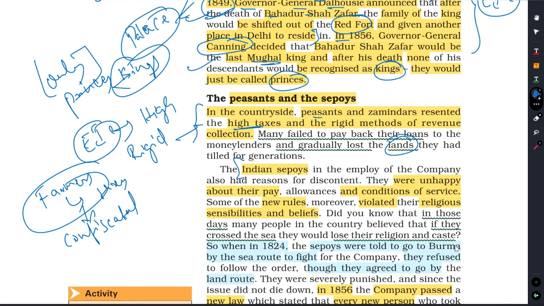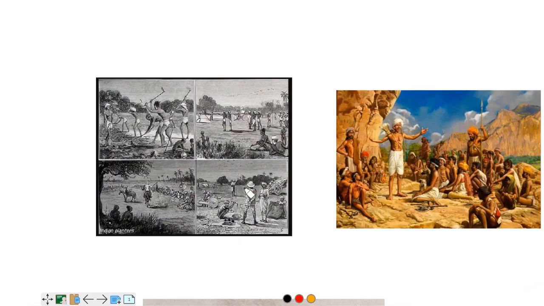Indian sepoys also were unhappy about their pay, allowances and conditions of service. These Indian army officers or sepoys were given very low wages. Such were the conditions of poor farmers who failed to pay the high taxes imposed by the East India Company; they lost their lands. Here you can see peasants later rebelled against the British East India Company.